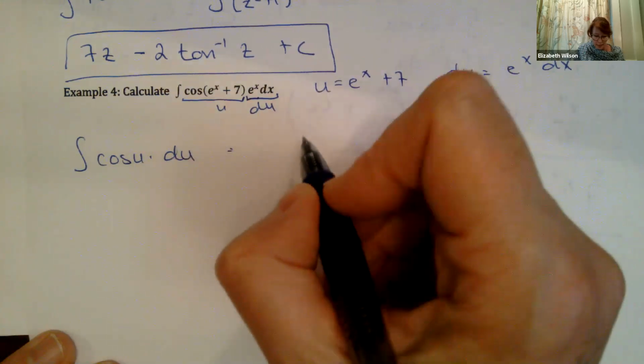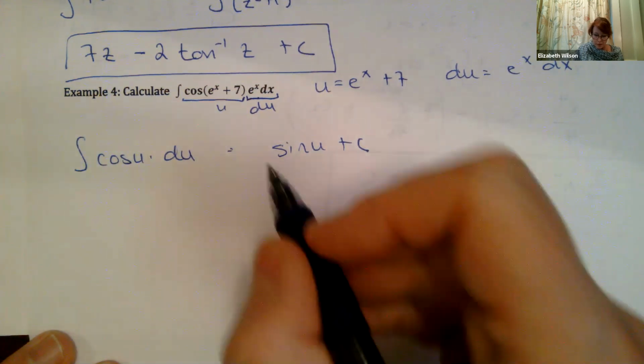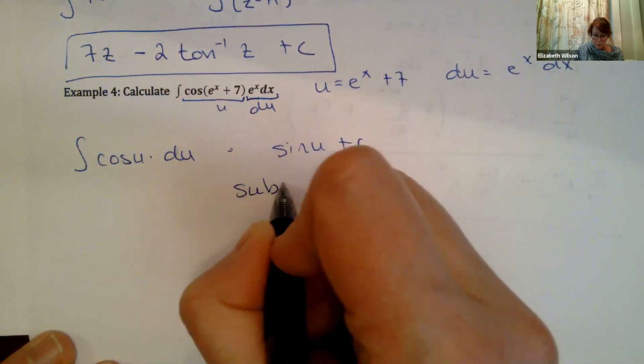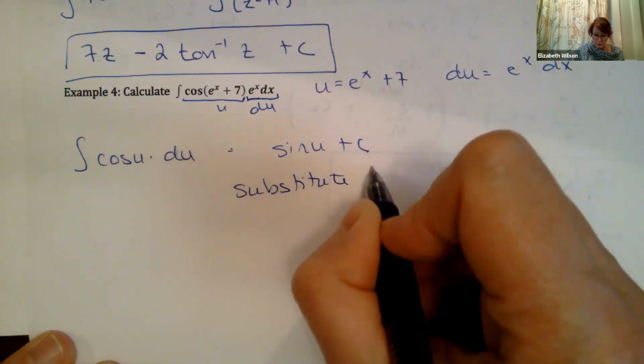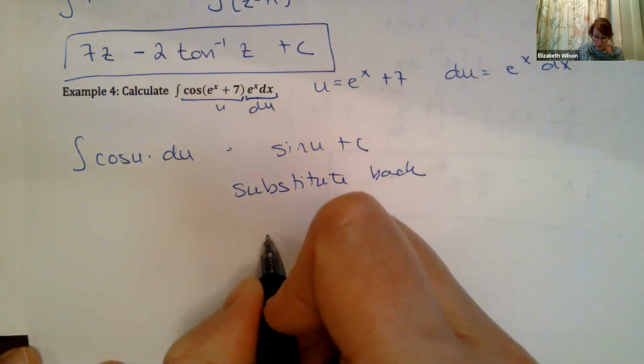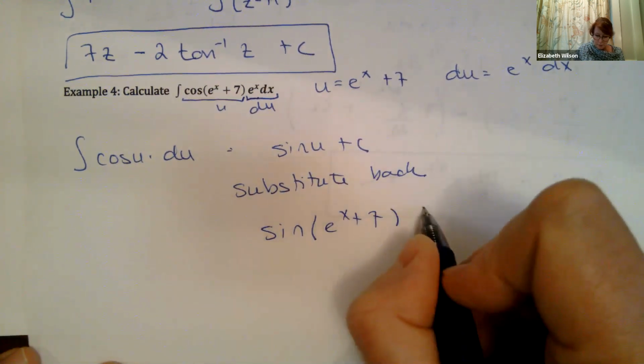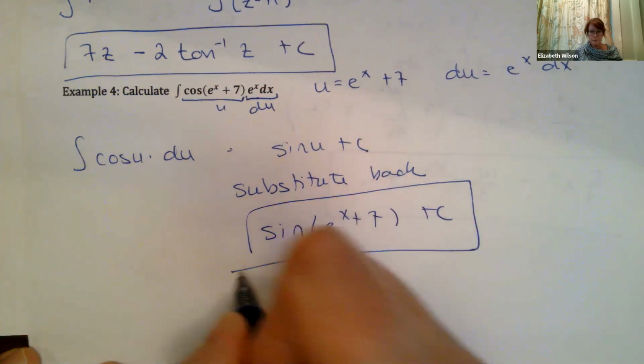When I integrate that, I get sine of u plus c. Then I substitute back. Don't forget to substitute back in for u. So I get sine of e to the x plus 7, and then plus c is my final answer.